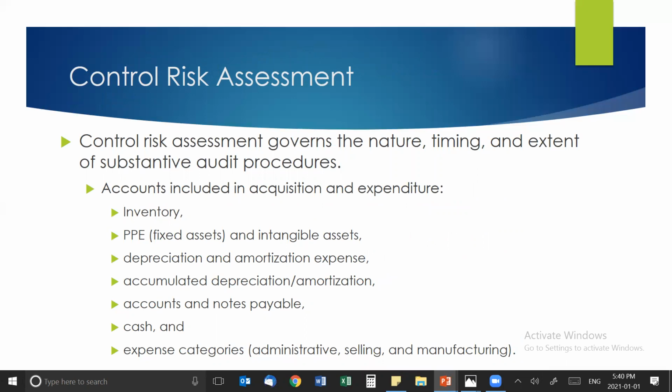When doing a control risk assessment, the accounts that we would have to look at are inventory, PPE and intangible assets, depreciation and amortization expense, accumulated depreciation and amortization, accounts and notes payable, cash, and then any expense categories like administrative, selling, and manufacturing. Okay, so these are all the accounts that are affected by this purchases and payments process.